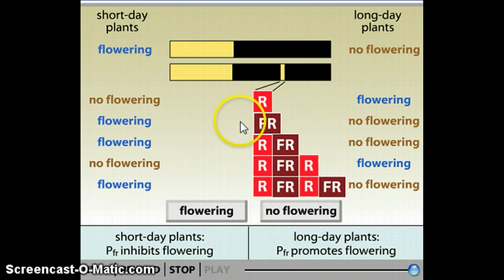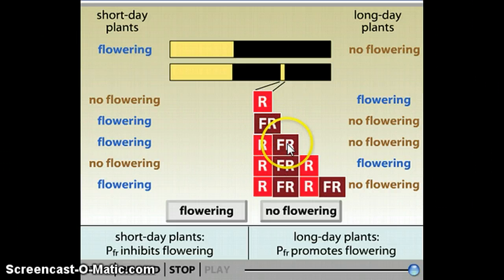So here you can see if there's red light, then there is going to be no flowering. But if there's red light, there will be flowering. And red light, again, is more concentrated when we have light. When we have far red light, we will have flowering of the short day plant, but not of the long day plant. And then the pattern continues here.